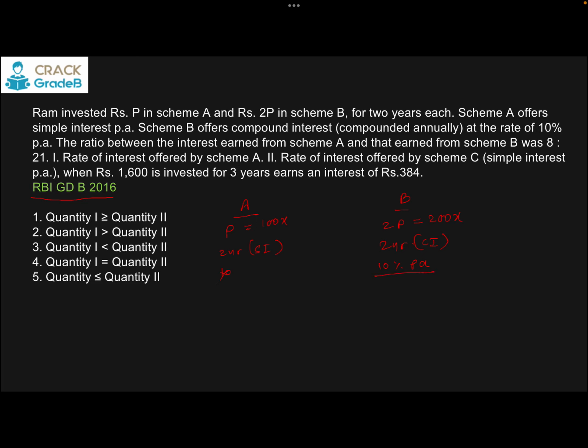Here we are going to get 10% interest. So 200x at 10% for the first year, the compound interest is going to be 200x at 10%, that is 20x. And you know, compound interest increases by r% every year. So if we are getting 20x in the first year, for the second year, it is going to be 10% more. That is 21x. Sorry, 22x. So altogether, we are going to get 42x as the compound interest.